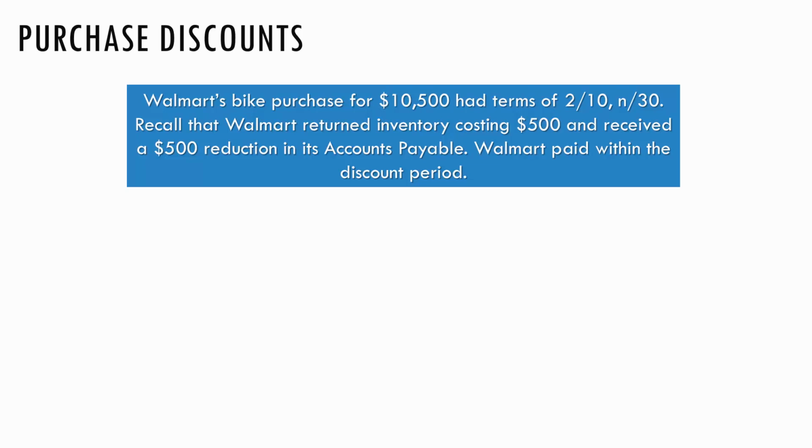Purchase discounts. What are purchase discounts? Well, now Walmart is going to be paying the bill. This particular supplier has some terms, and the terms of the sale up here are 2, 10, net 30. So we will get a 2% discount if we pay within 10 days, and we need to completely pay our bill within 30 days. And it says here we paid within the discount period. The discount period is 10 days. So we get to take 2% off of what we pay for the merchandise.